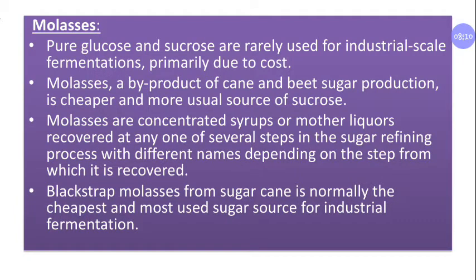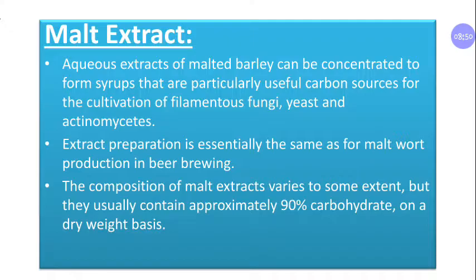Pure glucose and sucrose are rarely used for industrial scale fermentations, mainly because they are expensive. So molasses, which is a byproduct of cane and beet sugar production, is cheaper and therefore is used as a source of sucrose. Molasses are concentrated syrups or mother liquors which are recovered at any one of several steps in the sugar refining process, with different names depending on the step from which it is recovered. Blackstrap molasses from sugarcane is normally the cheapest and most used sugar source for industrial fermentation.